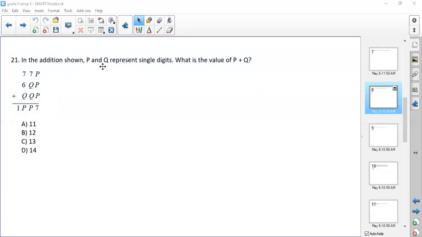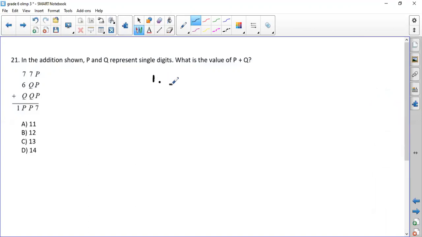Since P and Q are digits, they will take a value from 1 to 9. Well, P can be 0 because it is the last digit, but Q cannot be 0, because it is the first digit here. So even 0 can be included. Now let's analyze what is given.